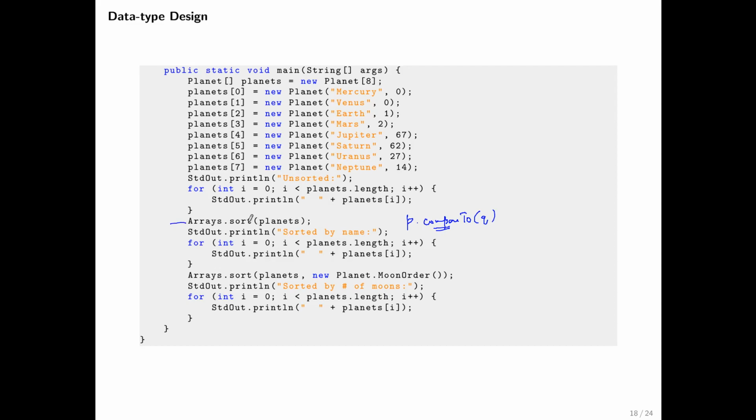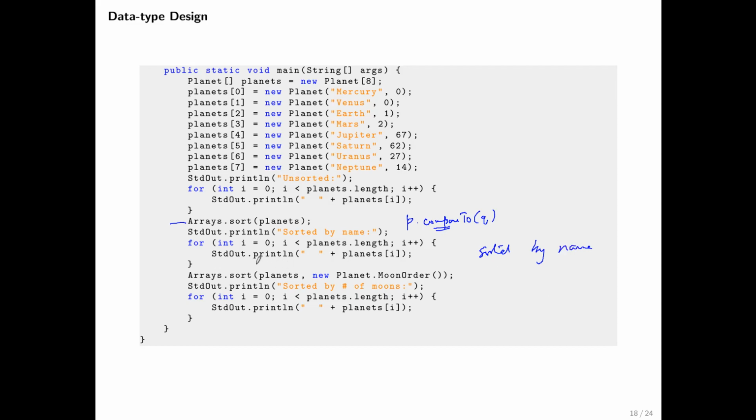And sort is a method that has a side effect. It doesn't return anything, but it does sort these objects. Okay. So what are we doing next? We're simply going through the array planets and printing out the planet objects again. But now you expect the planets to come out in sorted order by name, by the names of the planets.